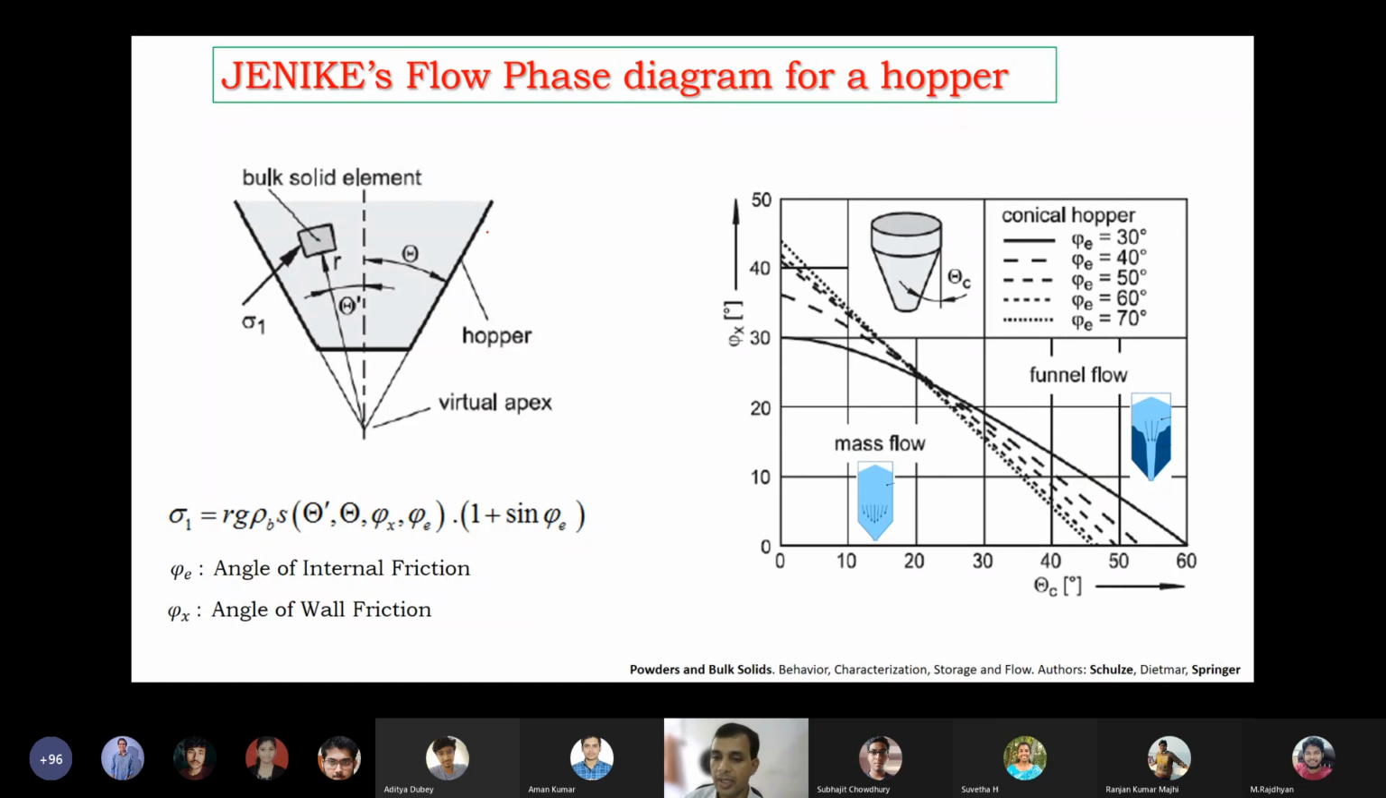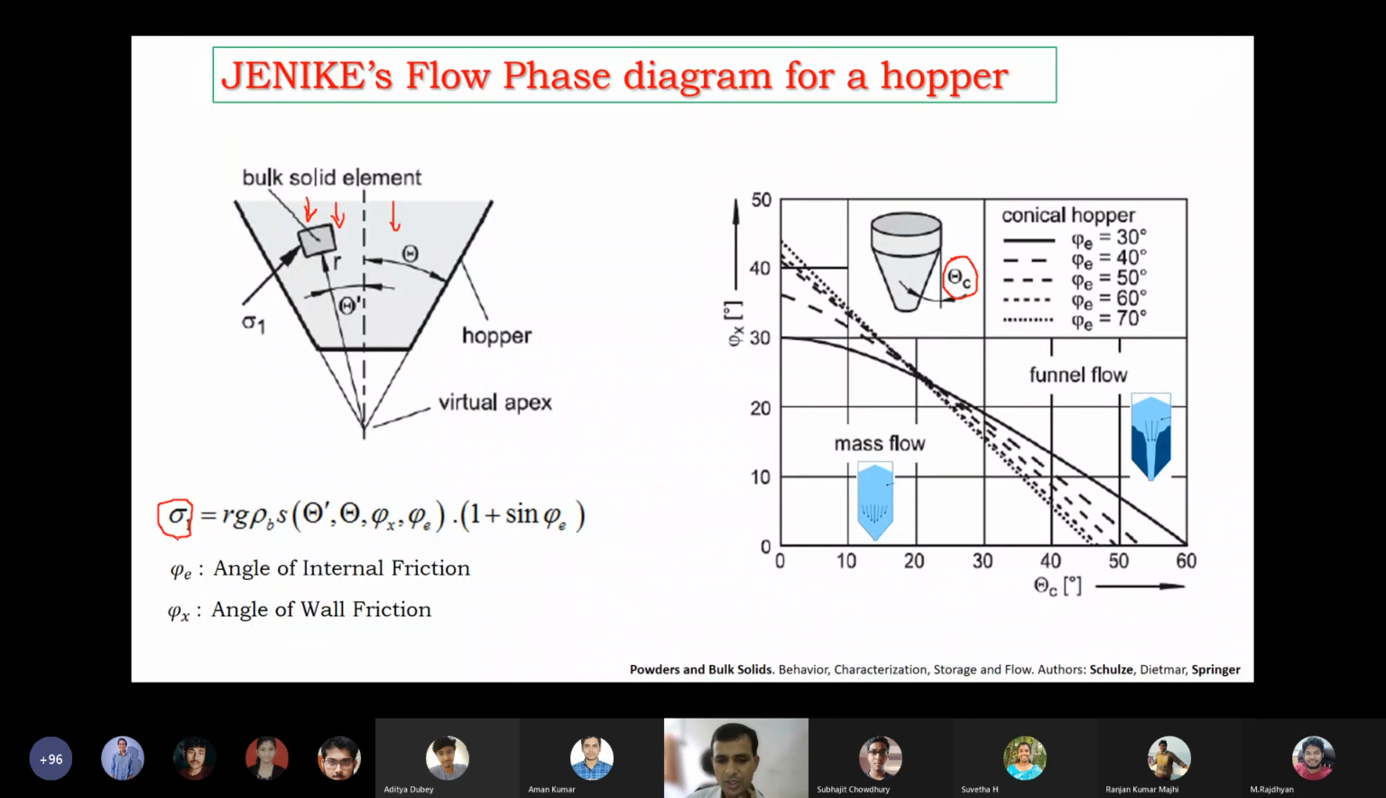Since the Hopper angle is critical, how do we estimate the conical Hopper angle theta c? The vertical stress acts in the Hopper. I have a derivation at the end of this class, with certain assumptions. But the actual vertical stress that acts in the Hopper is very complicated.